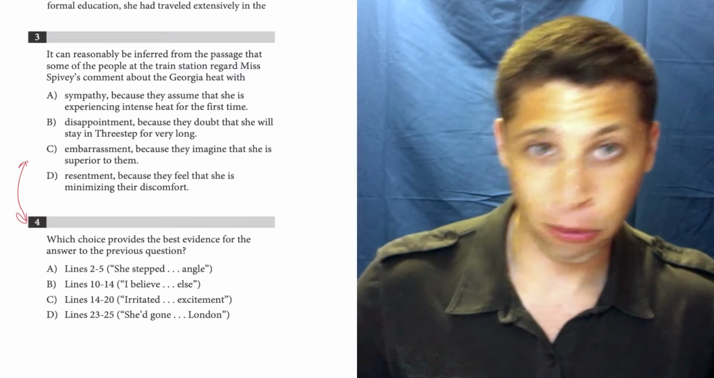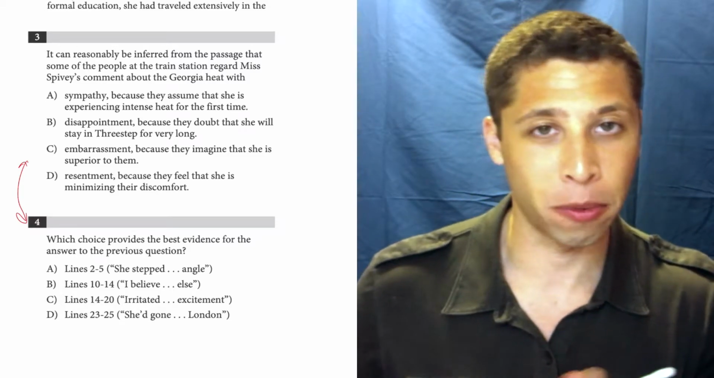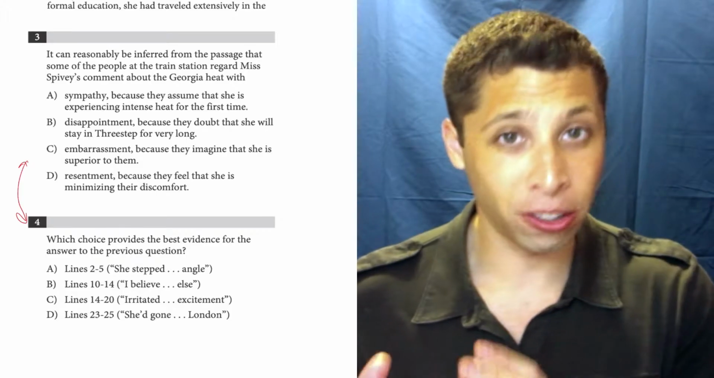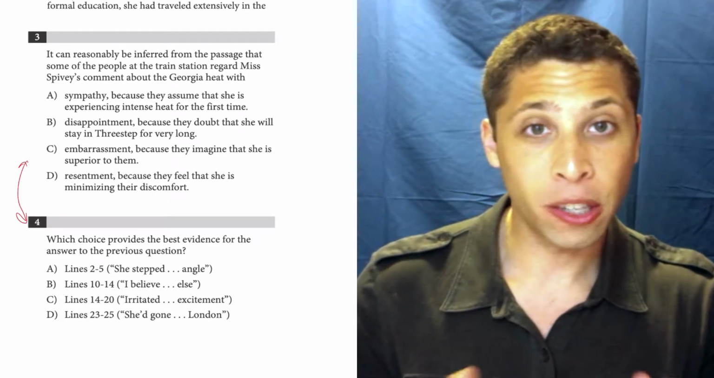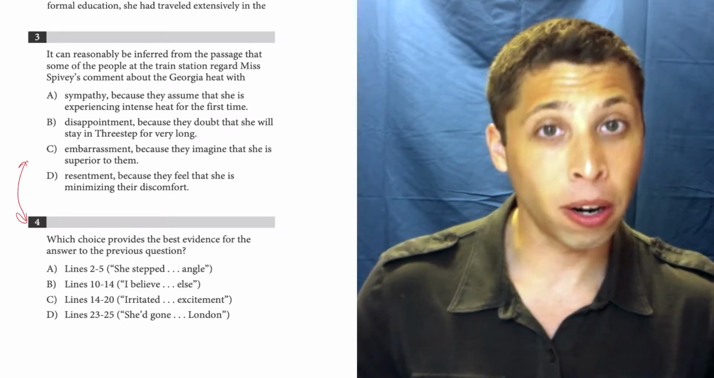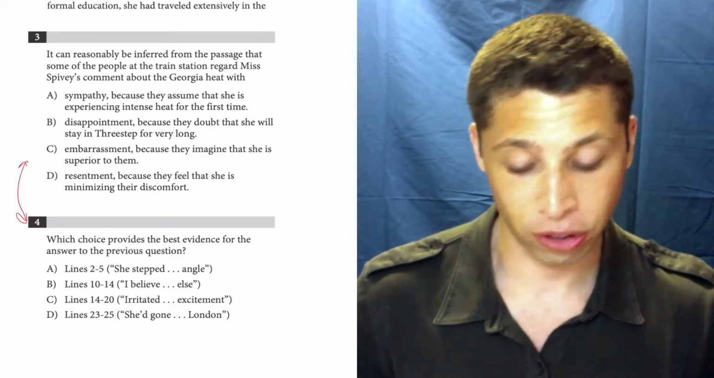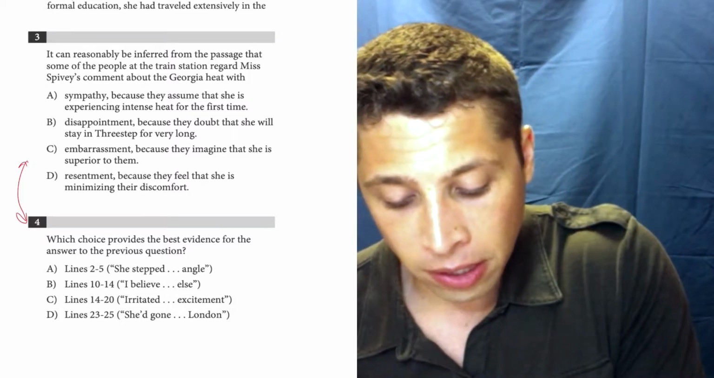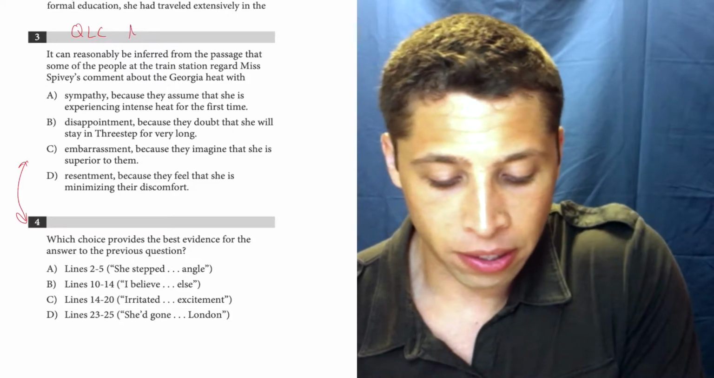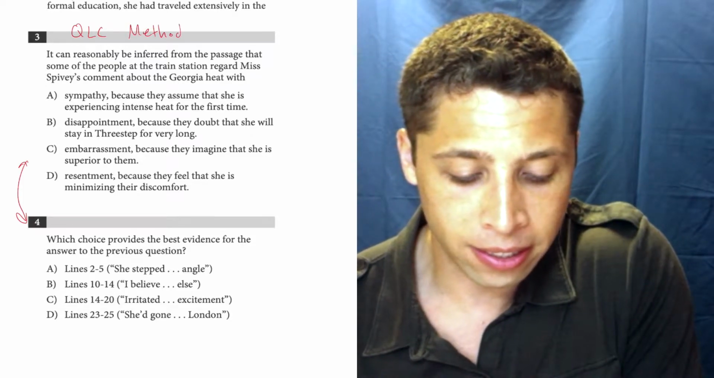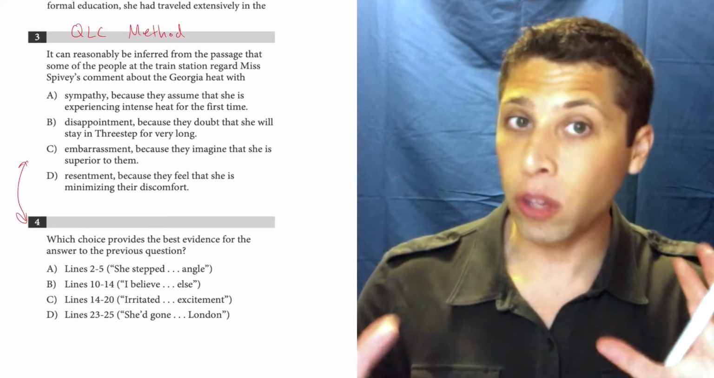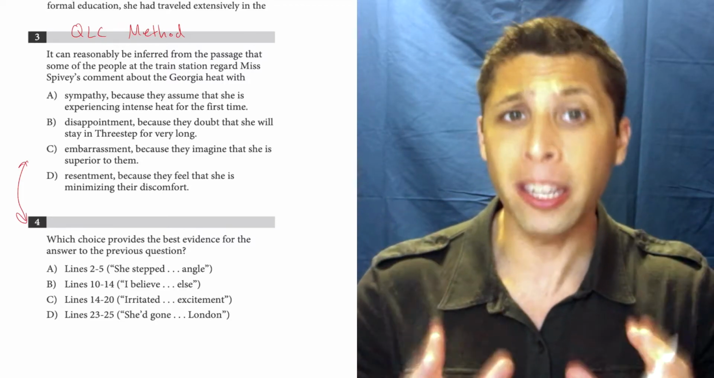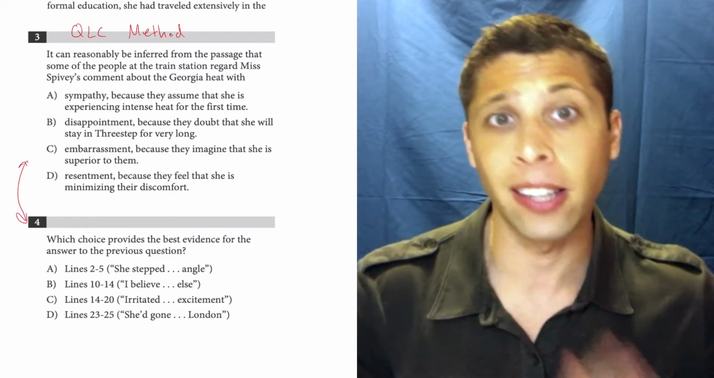We have 4 line references in the choices for number 4. So the no reading strategy will work here because we can just read these parts and see what answers the question. So whenever we have evidence pairs, it's very important that we stick to the QLC method. These are very confusing. There's a lot of moving parts. We need a process that's going to keep us aligned.